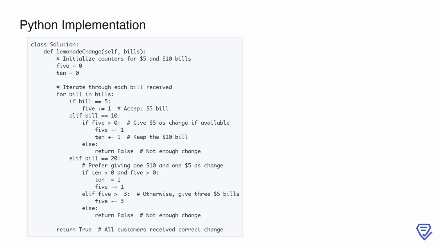This solution efficiently handles the lemonade change problem by simulating the cashier process. We start by initializing 2 variables, five and ten, to count the number of $5 and $10 bills available.